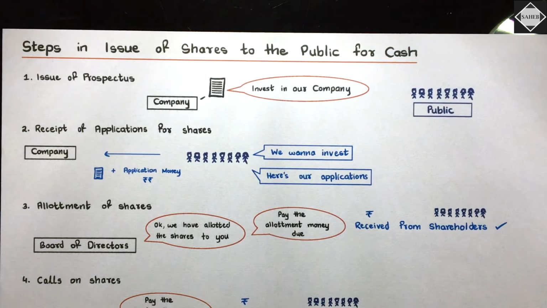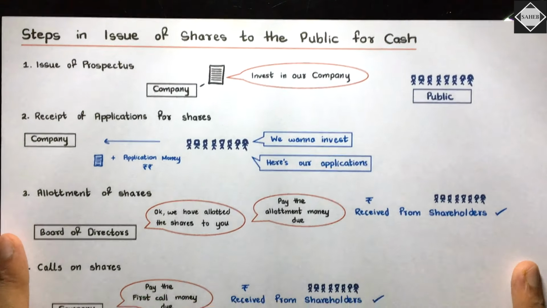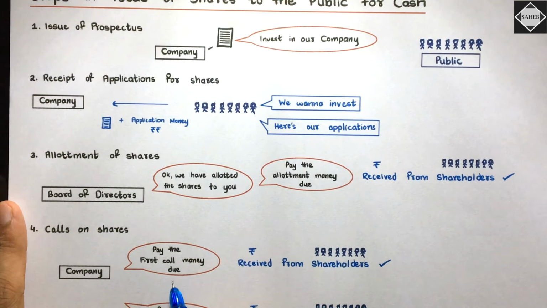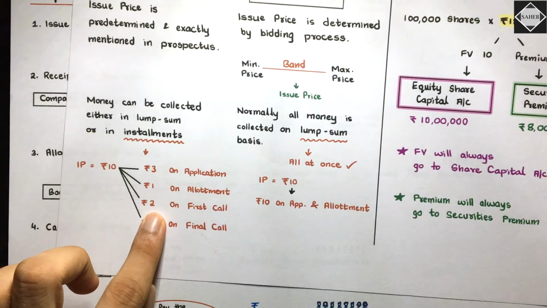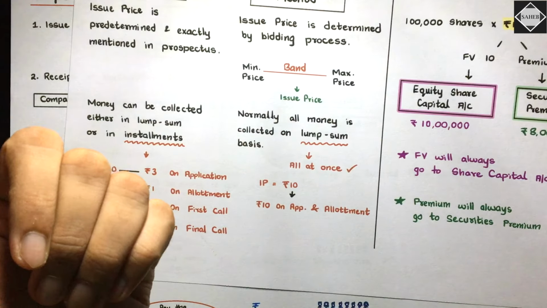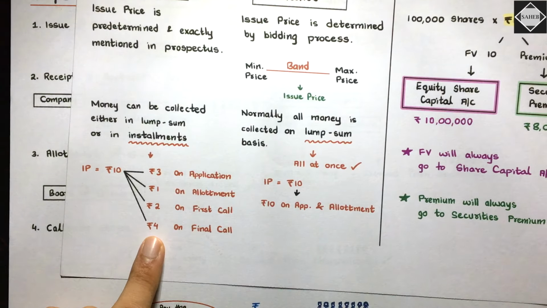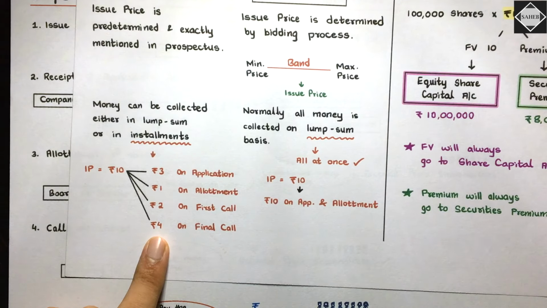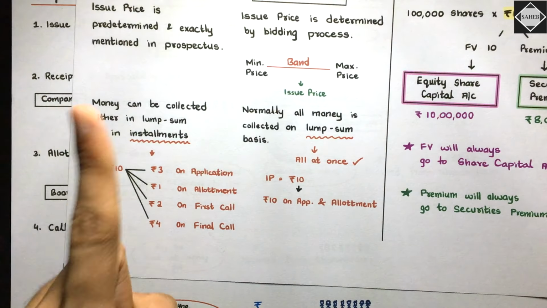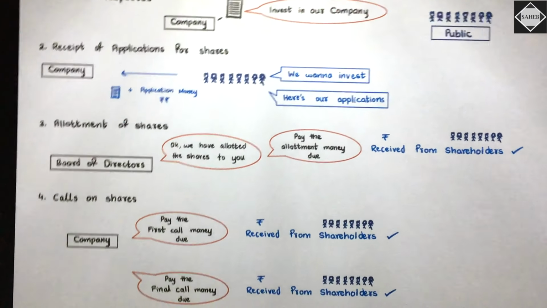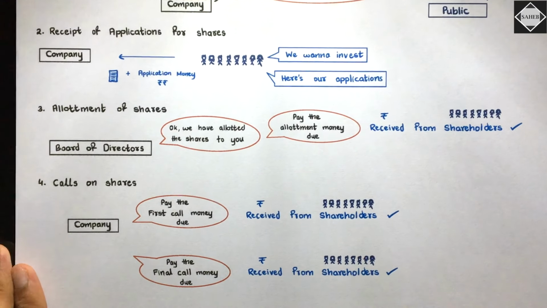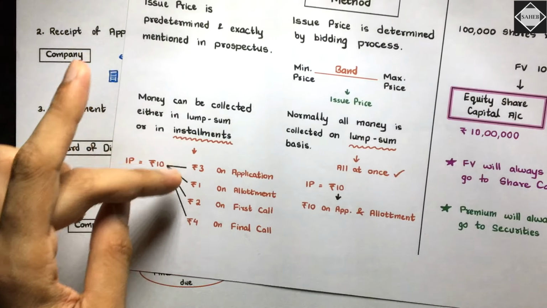Is that clear? So calls on shares means, see here, company is calling the shareholders, see shareholders, first call money is due, please pay us the first call money. So that shareholder, 100 shares he applied, so 100 into 2 rupees, that's equal to 200 money will be received from him. Then final call will come after some time. So during final call we'll call that shareholder, see shareholder, pay the final call money due. 100 shares into 4, that's 400, so 400 money will come from him. Then the share will become fully paid up. All the money has been received in stages.